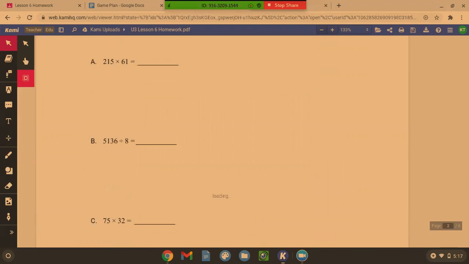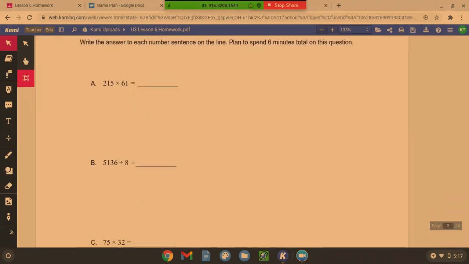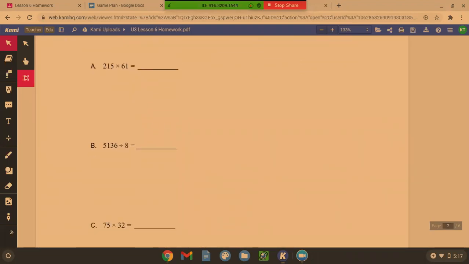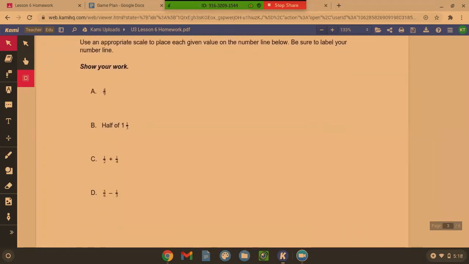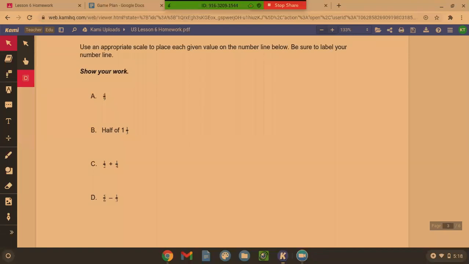Now, I don't want you thinking, you just said we're going to do all of them. I hope y'all know how to do large number multiplication and long division. Y'all should be able to do those independently. So we are going to go straight to the meat of the problem here. Use an appropriate scale to place each value on the number line below. Be sure to label your number line.